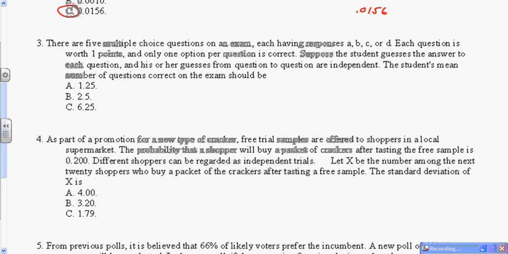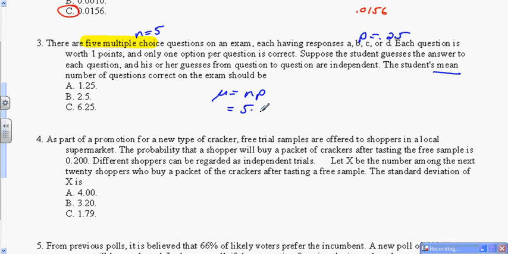Number 3, again, 5 multiple choice questions, A, B, C, or D. So again, we'll write this on there. N is 5. Probability is 0.25. The student's mean number of questions correct would be what? Okay, that's what we're talking about, mu. That's N times P. So 5 times 0.25. That would give us 1.25.